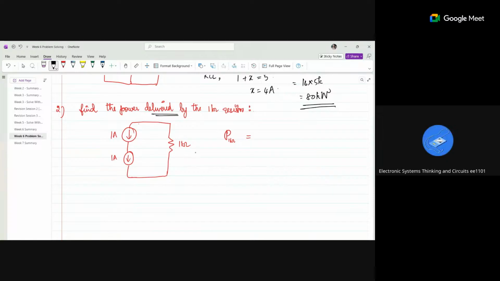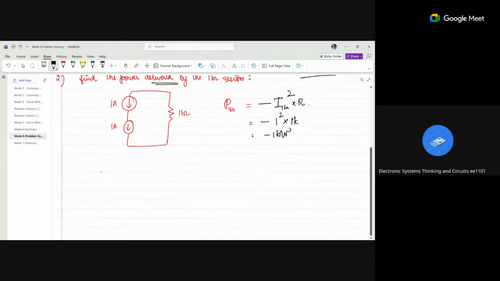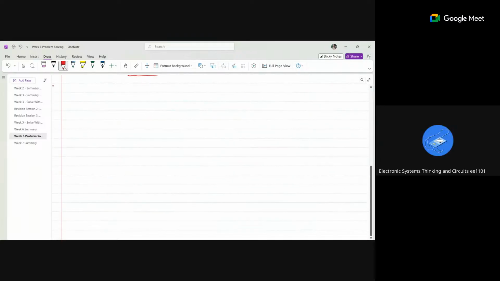Yes, the resistor absorbs power, but in the question they asked delivered, so it is minus. The current flowing through the 1 kilo ohm resistor squared into R. What is the current flowing through the 1 kilo ohm resistor? 1 ampere. Yes. So it's 1 squared into the resistor, 1 kilo ohm, so it's basically 1 kilowatt. The power delivered by the resistor is minus 1 kilowatt. It means basically the resistor is absorbing 1 kilowatt of power, right? Yes, ma'am. Okay, we'll move to the next question.